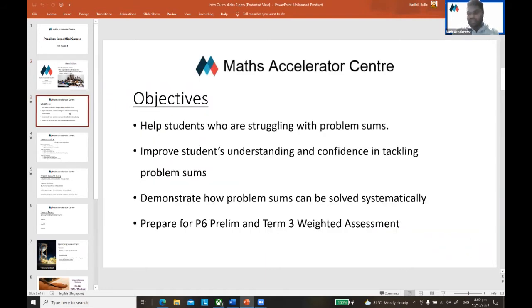So what are our objectives here for today? It's basically to help you if you're struggling with problem sums and to improve your confidence. What do we mean by improving your confidence? There are problem sums where sometimes it's just too wordy or has too much complicated information, so we'll teach you how to dissect it. This is for primary schools, meant to prepare you for your Term 3 weighted assessment and Term 4.